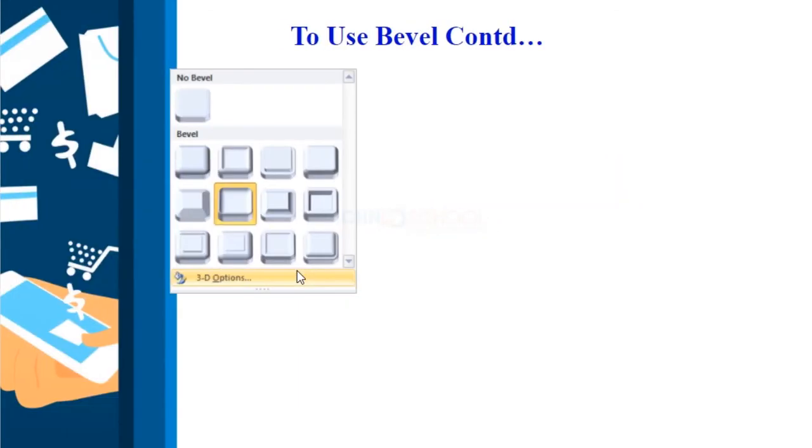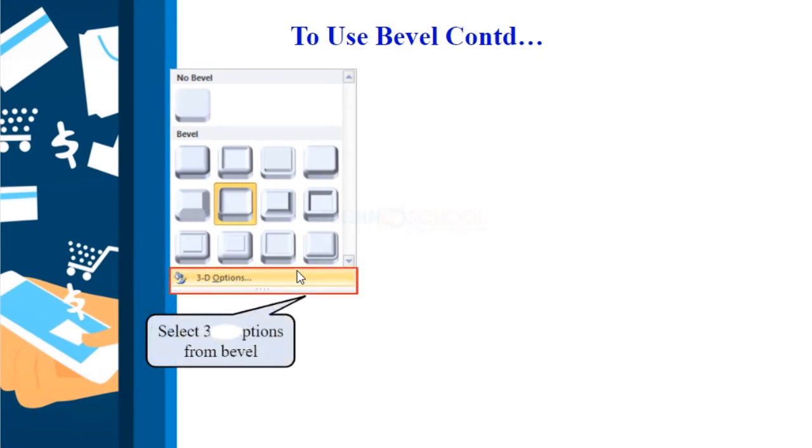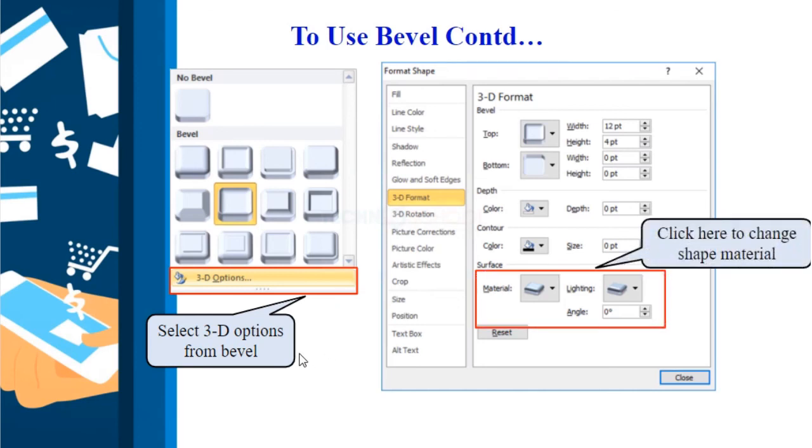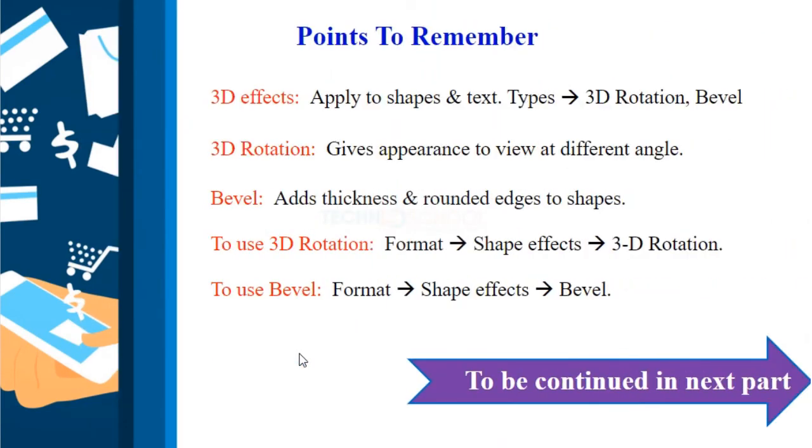Note, a very important thing: if you click 3D Options, you will also be able to change the shape's materials to give it a metal, plastic or translucent appearance, and you can choose the lighting type to change how the shape is illuminated. So that also is possible here.